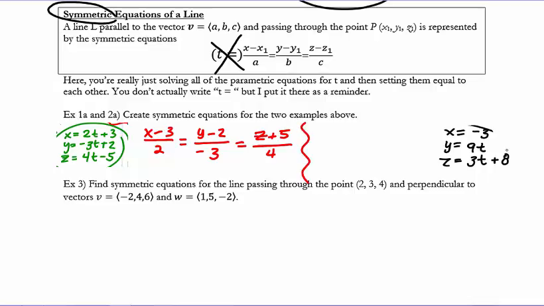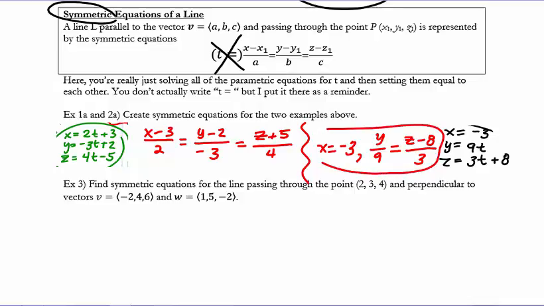If I want symmetric equations for this one, I have to solve for t, but I can't because there's no t in this first one. Basically what we do when that happens is we just rewrite the equation, put a comma, and then solve whatever else can be solved for t down here. So here I've got y equals 9t, so that's going to be y divided by 9. And here I would have z minus 8 over 3. So this would be the symmetric equation. Even though technically it's two equations, we call it the symmetric equations for it.